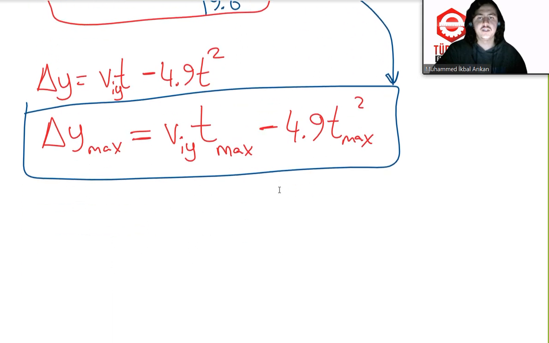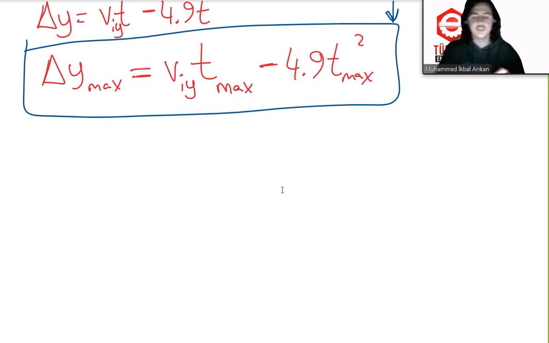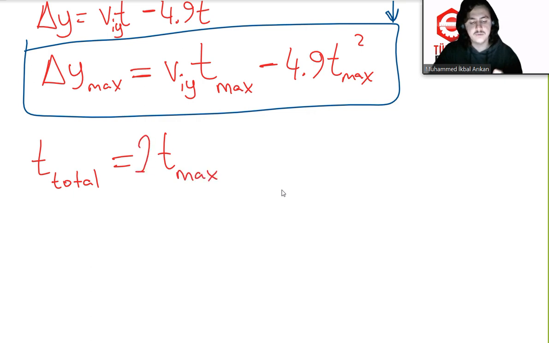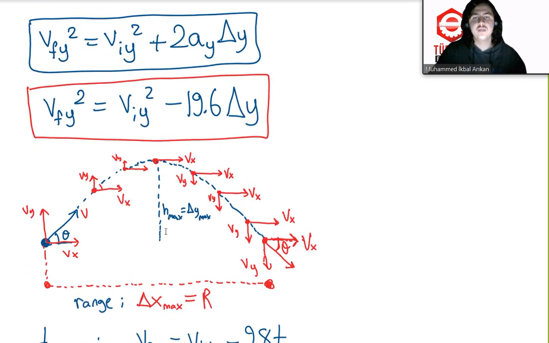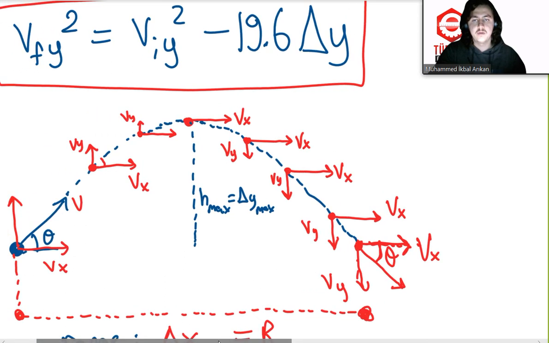What about the range? How can I calculate the range? I must know what my total time is. The total time will be equal to time max times 2. Why? As you see here, you are starting from the initial point and coming to the highest point, okay? Then going down to reach that. The length of your path here is equal to the length of your path here.